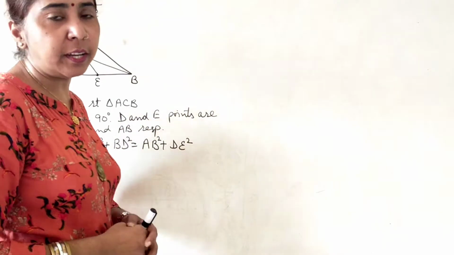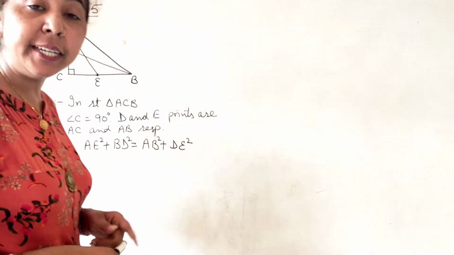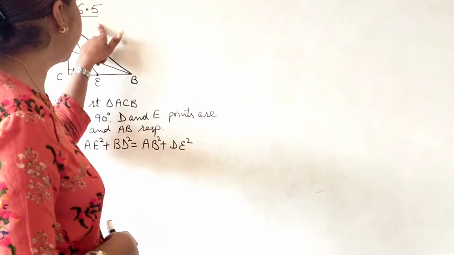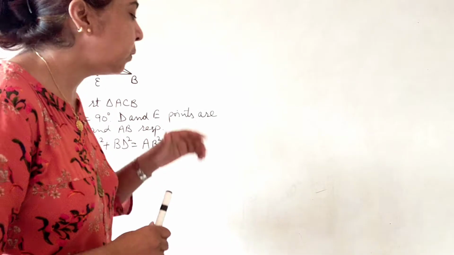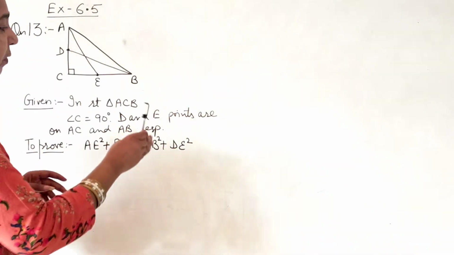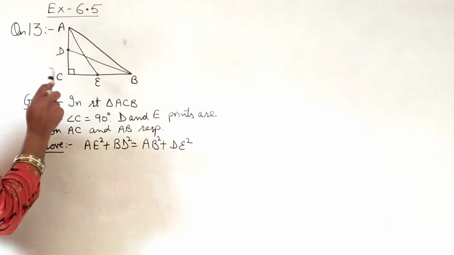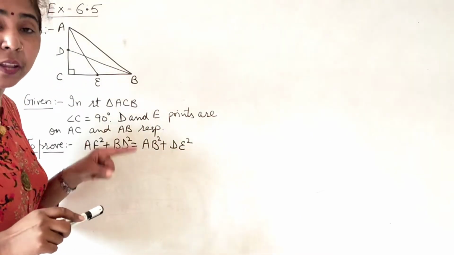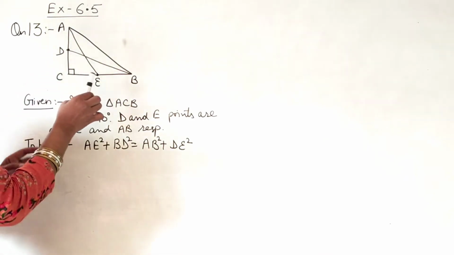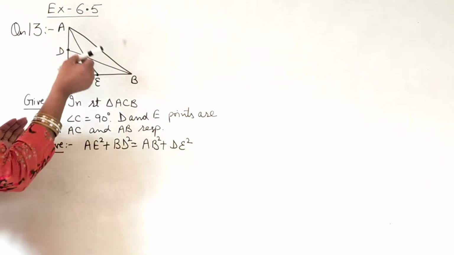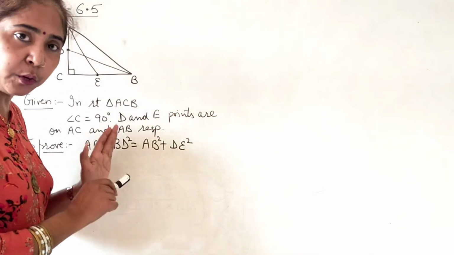So dear students, now we will do the next question, question number 13 from exercise 6.5. Okay, are you ready? What is given in the question? In right triangle ABC, angle C is 90 degrees, and D and E are points on AC and BC respectively. These two points are already given in the question.